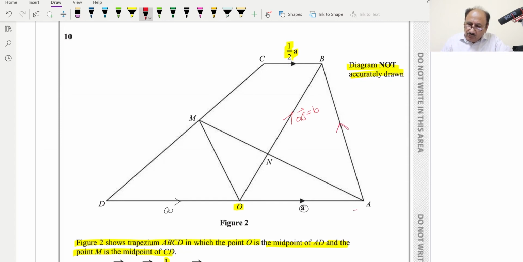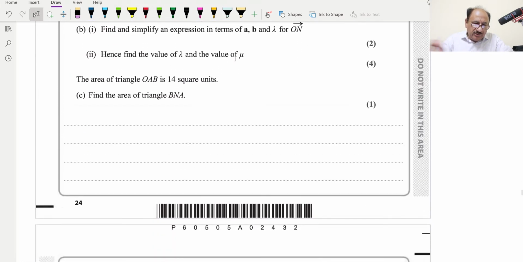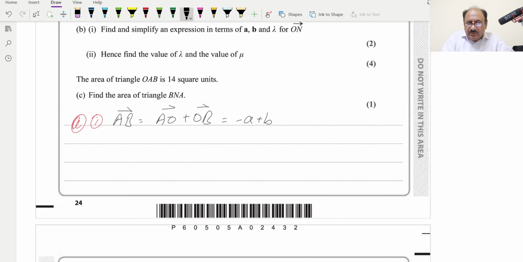So what we can do, we can take this route and then this route. So it will be -A and plus B. So we will be mentioning this one in our answer. So we can write over here part 1, and AB we need to find, and we know AB is equal to AO plus OB, and this is equal to -A plus B, or we can write it as B minus A. This can be our final answer.